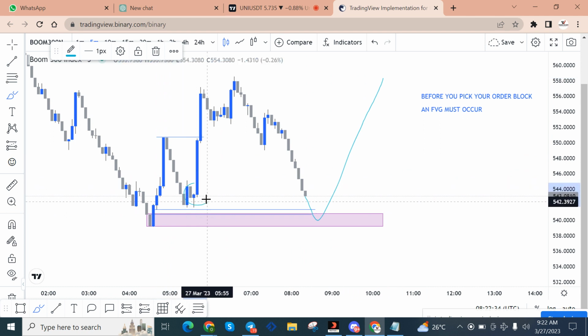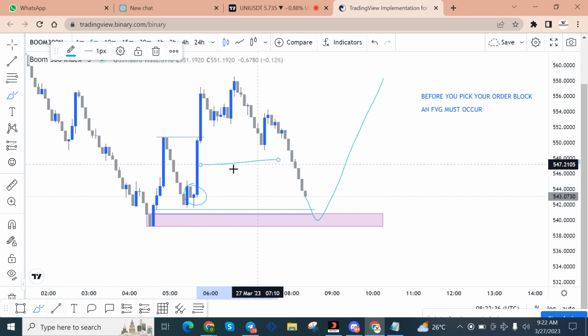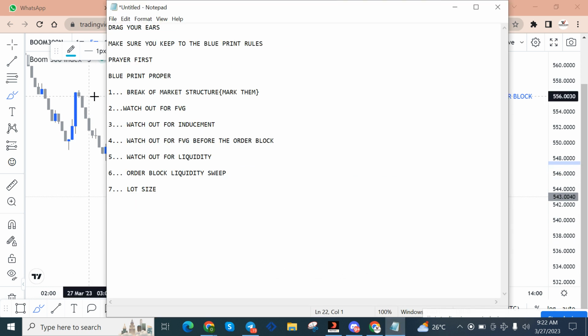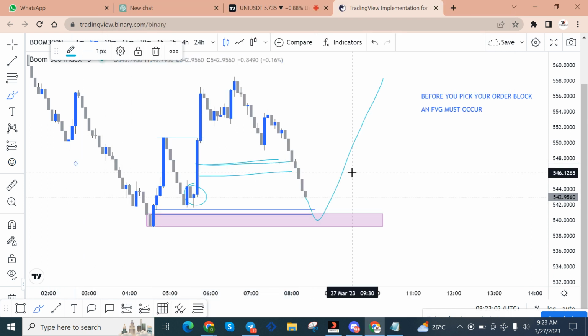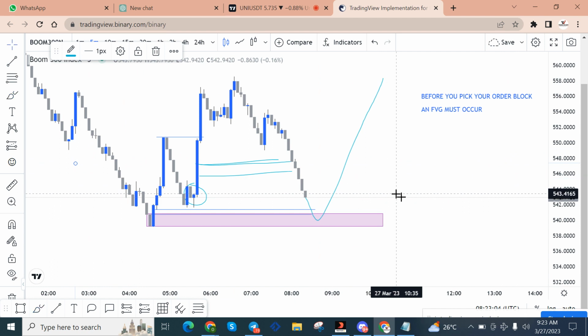If we say this should be our order block, an FVG has to exist here. Because after an FVG, there is that 80, 60, 70% chance that price might react at your order block. So first, we were able to mark our structure. We are now looking out for FVG: no order block, no FVG; no FVG, no order block. So the next thing to watch out for is inducement. And of course, by now we already know what inducement is.